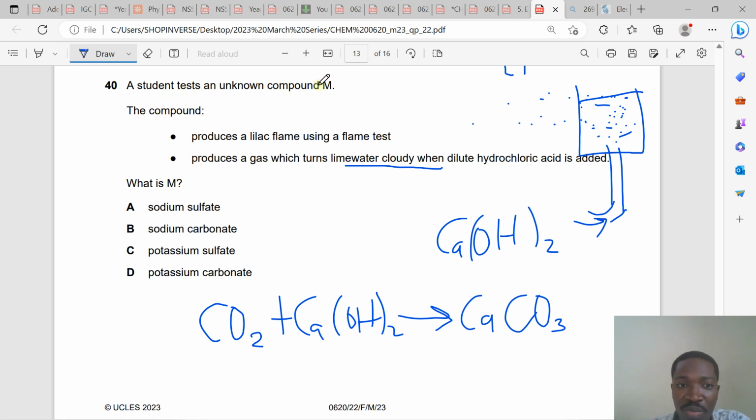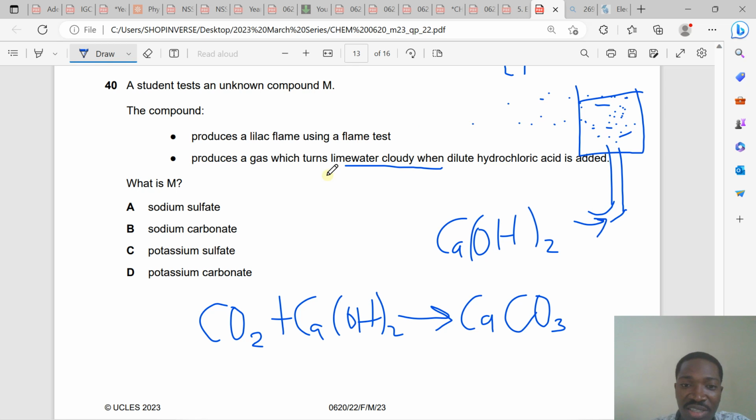A student tests an unknown compound M. The compound produces a lilac flame using flame test. Then it produces a gas which turns lime water cloudy when dilute hydrochloric acid is added. Now, what is M? Is it sodium sulfate? No. Sodium sulfate does not produce a lilac flame. Sodium carbonate? A carbonate is present. That's what I'm saying, there must be a carbonate present, which produces a gas.